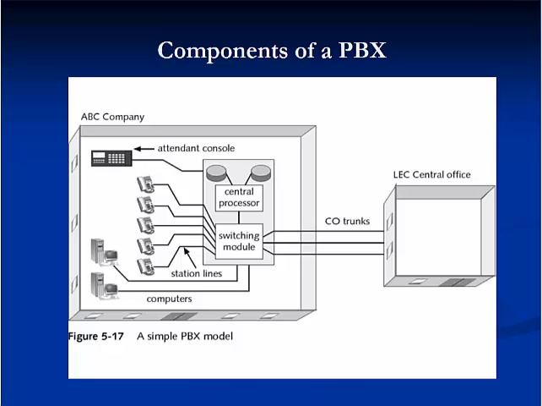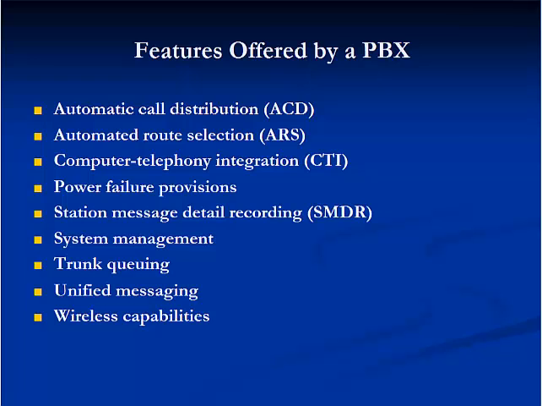PBXs may support digital or analog transmission over their trunks, and the PBX trunks may connect to the LECs or the IXCs or other private switching systems. A permanent circuit that connects two PBXs together is called a tie trunk. Features offered by a PBX include automatic call distribution, automated route selection, computer telephone integration, power failure provisions, station message detail recording, system management, trunk queuing, unified messaging, and wireless capabilities. These are all the features offered by a PBX.